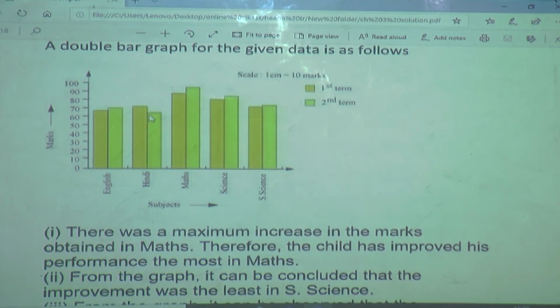So we have plotted a double bar graph and given the answers to the given questions. First I told how to draw a double bar graph with your choice of scale. Because we had a small difference, for 1 centimeter we started with 10.